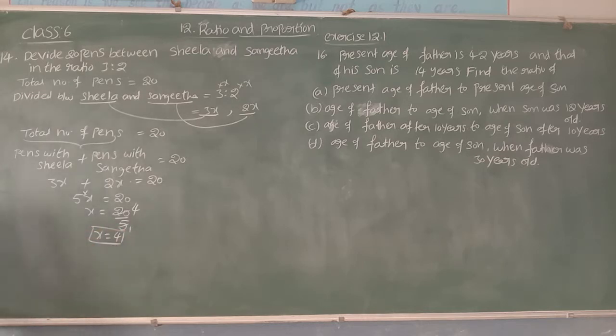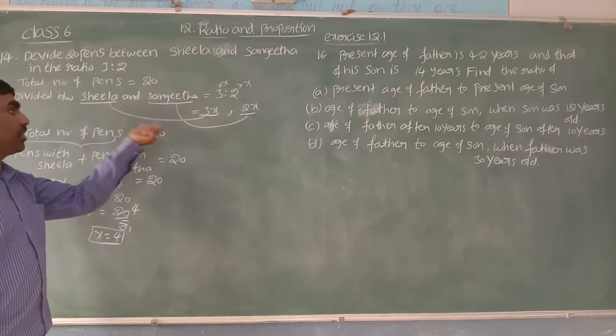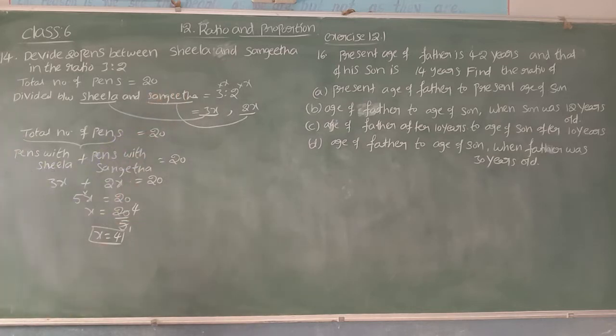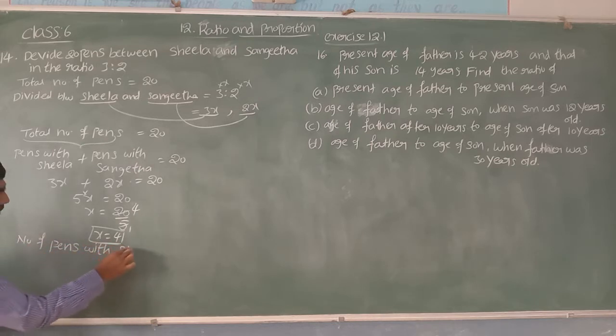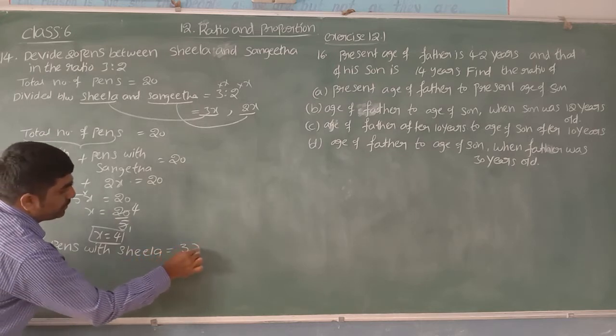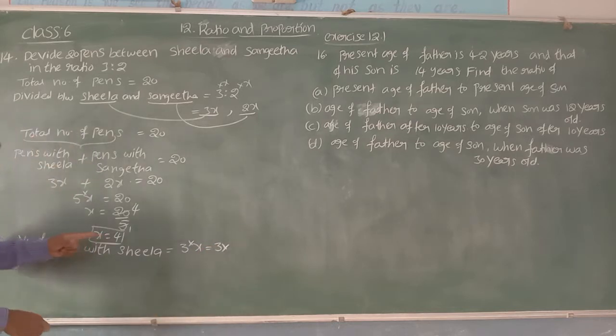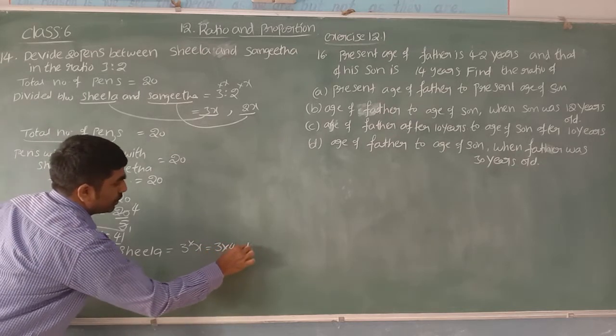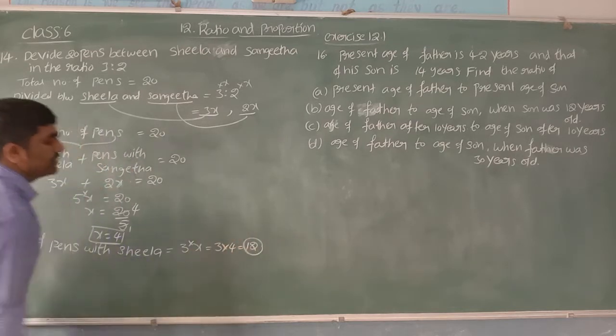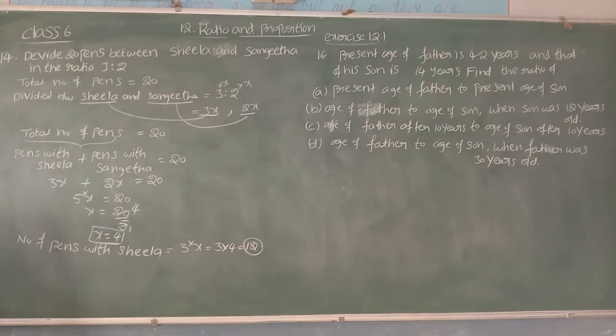So after getting the x value of 4, you can find the number of pens with Sheila and the number of pens with Sangeeta. Yes. Now let me write here: number of pens with Sheila is equal to how many pens she received? She received 3x. So in between no symbol, it is 3 into x value, 4. 3 4s are 12. So out of 20, Sheila received 12 pens. Now let us find the number of pens.